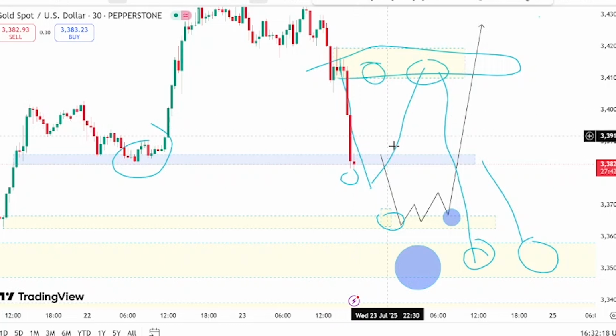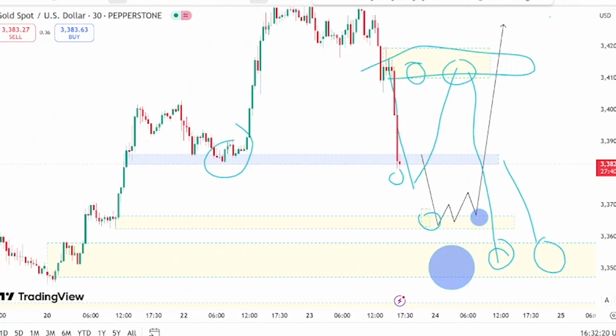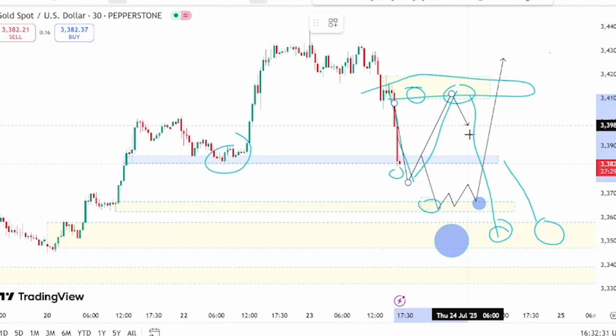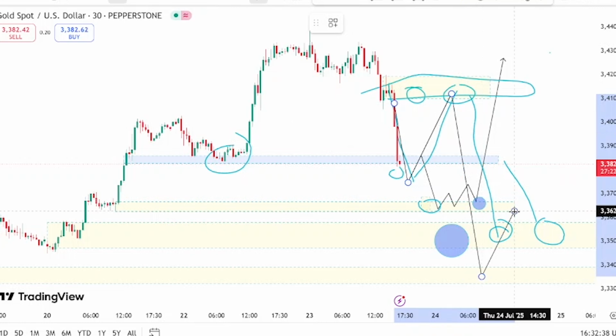So you have to be patient and wait for better entries to take a buy, or wait for what I've been talking about, a lower low to a lower high from this area. Then we are going to be taking a sell from this area, anticipating the market to continue moving down to balance this area where we can take a buy from.